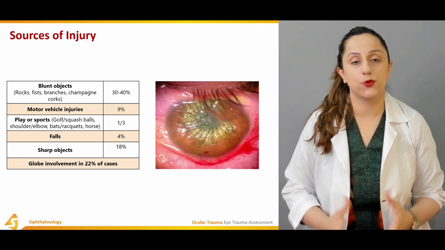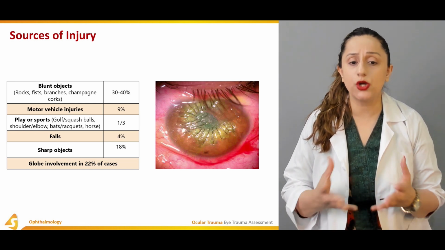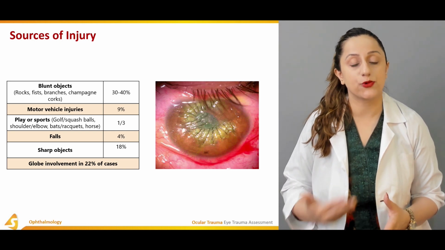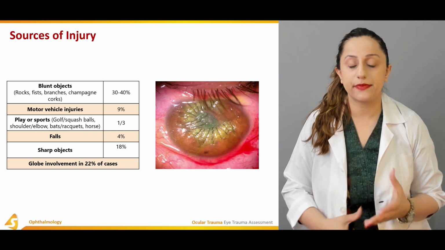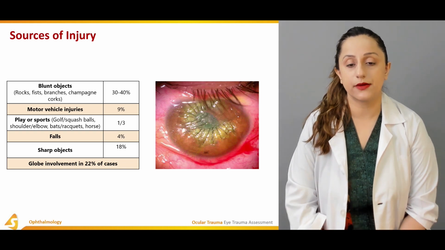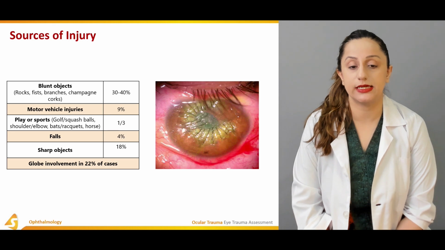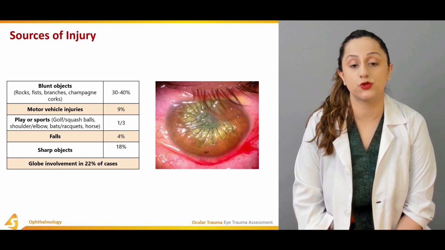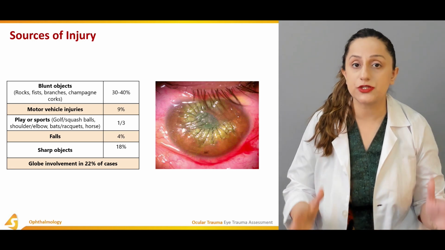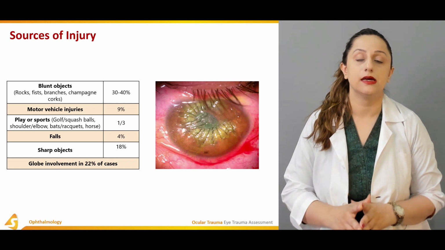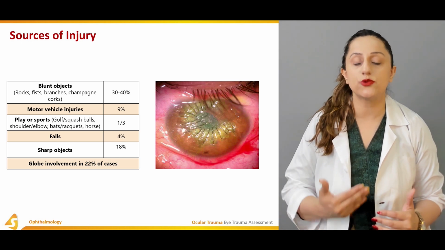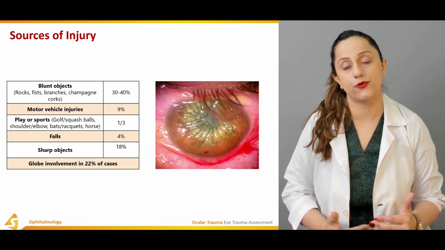Then we have play and sports on one hand. It can be golf, squash balls, shoulder or elbow injury. We have bats, rackets, and horse injuries. So it's almost 1/3 of the injuries that occur to the eye. Falls comprise 4%, sharp objects almost 18%, and the globe is involved in 22% of the cases. So it's usually the surface structures, for example the eyelids and the structures surrounding the orbit, that we encounter. It's only in 22% of the cases that the globes are also involved along with it.